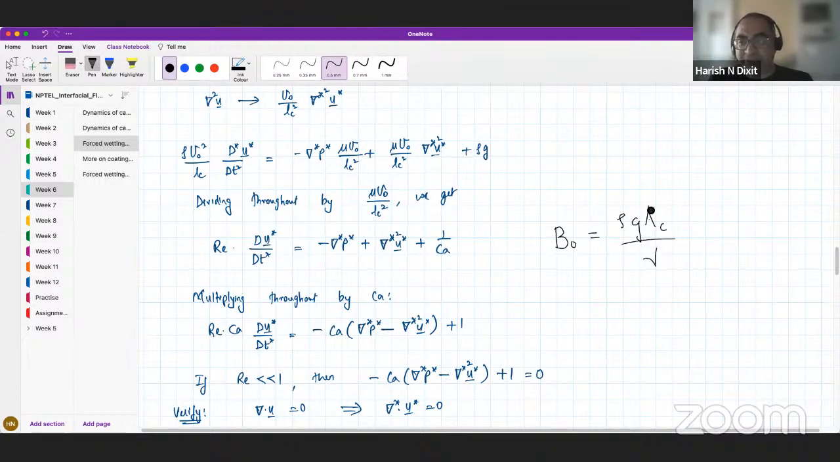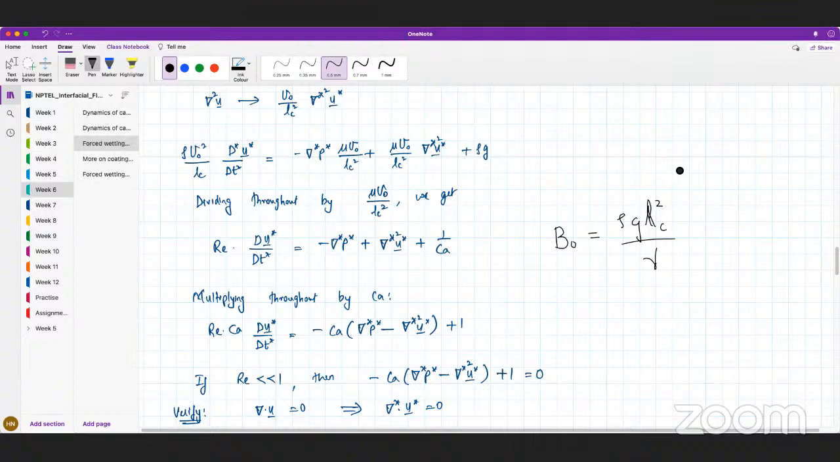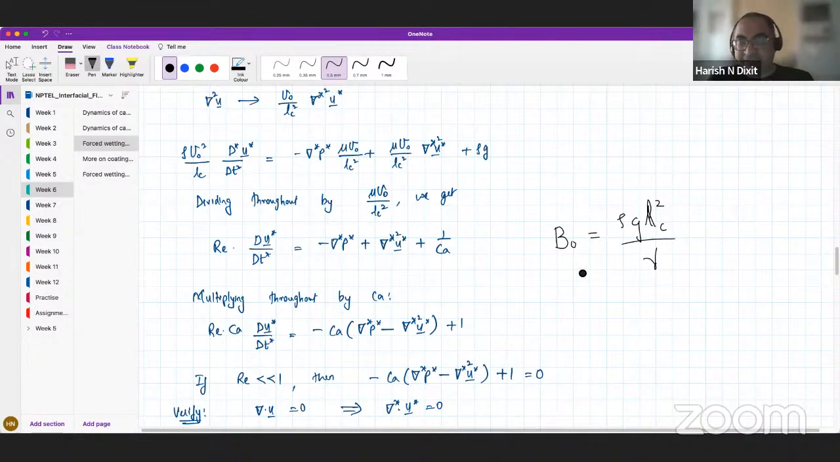This is what you got. Sorry, I'm just using my mouse pad to write, but I hope you can see this. Rho g Lc by gamma. But this is 1, isn't it? Because if you substitute the expression for Lc, rho g Lc squared by gamma you should have got. Lc is the capillary length, the square root of gamma by rho g. So you are absolutely right that you get a Bond by capillary number, but this is a case where Bond number equals 1.